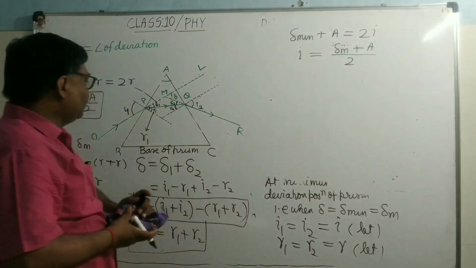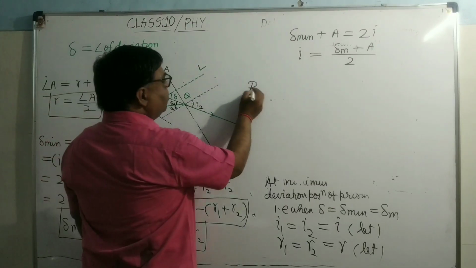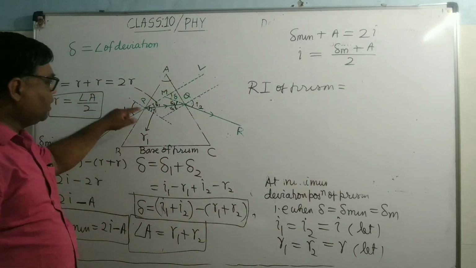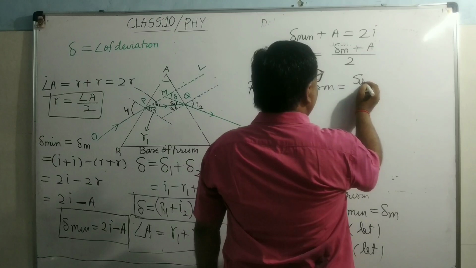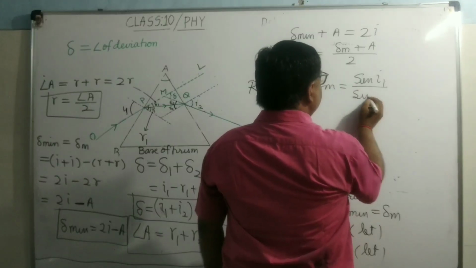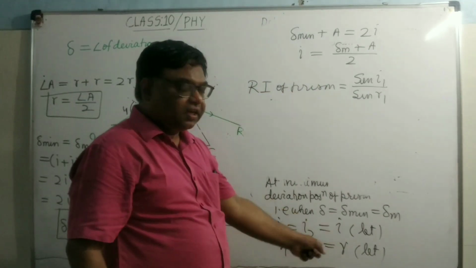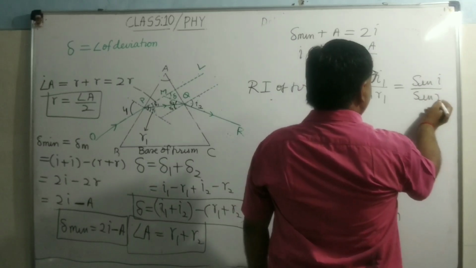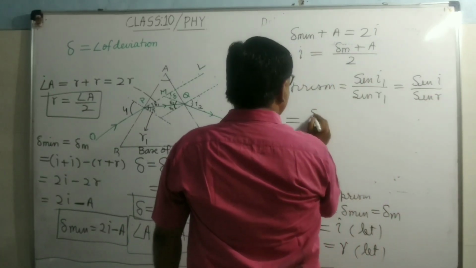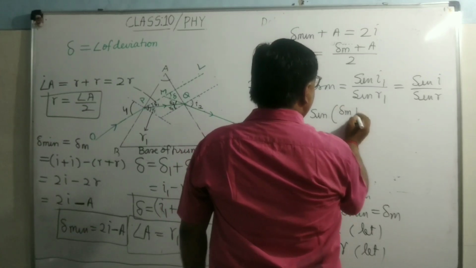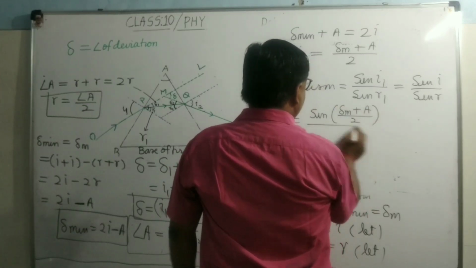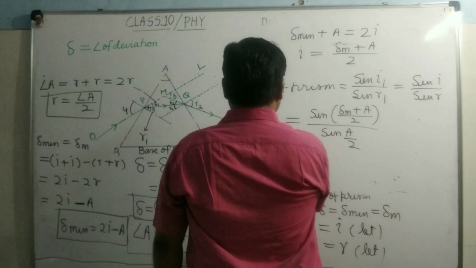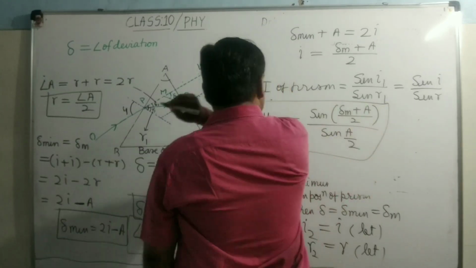Now what is the refractive index of the prism? So the refractive index of the prism, you can see here, will be equal to sin i1 upon sin r1. Just now you have taken i1 as i and r1 as r. So it will be equal to sin i upon sin r. Now you substitute these values. So sin of (delta M plus A) upon 2, divided by sin A by 2. So this is the formula of the refractive index of the prism.